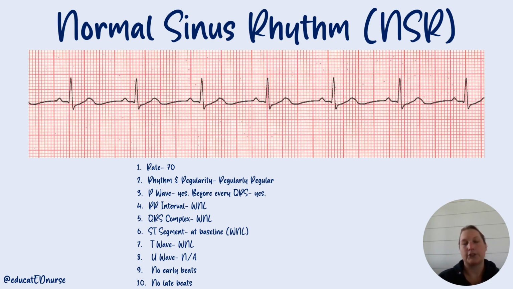Also, the ST segment should be at baseline, so when that QRS complex comes back up, the ST segment is flat. It should not be elevated or depressed, which could be a sign of ischemia or a heart attack. There should not be a U wave. And lastly, there should be no early beats or late beats. And those are your 10 points to normal sinus rhythm. You need all of those things in order to meet criteria to be normal sinus rhythm. Any deviation from that is an arrhythmia. So let's look at some atrial arrhythmias.